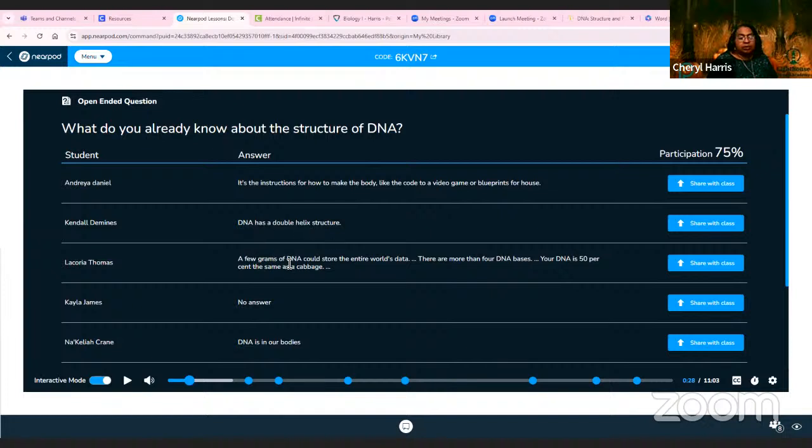It is a double helix. This is true. A lot of data is stored in DNA.